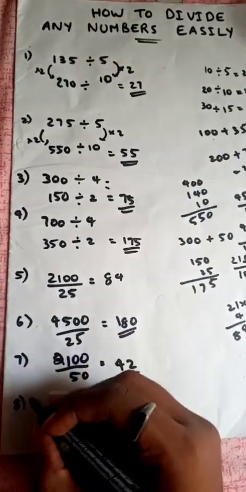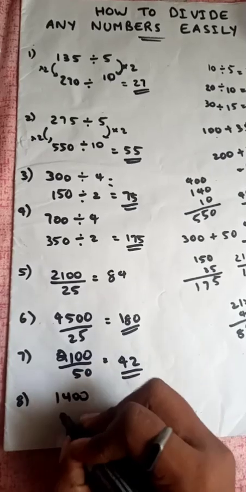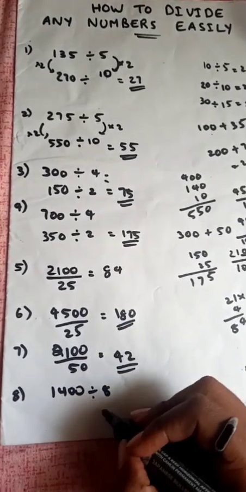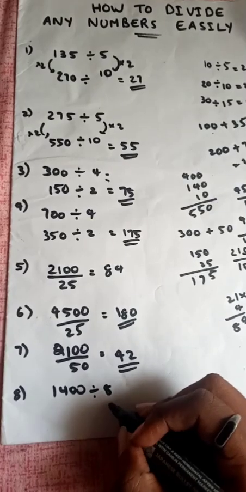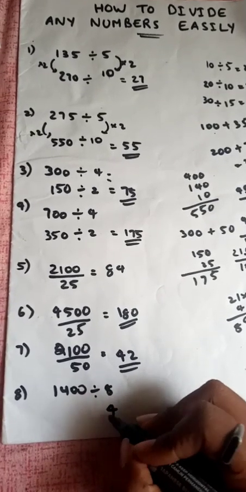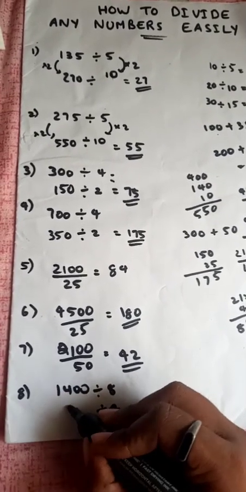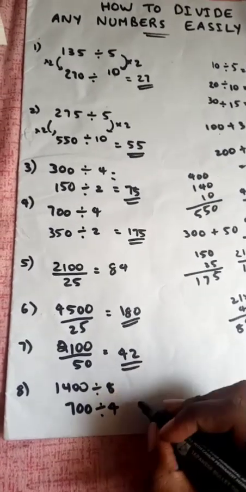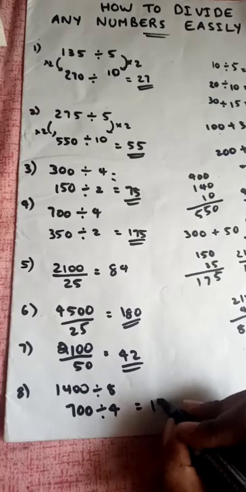We can move on to the last and final question. 1400 divided by 8. So it is the same as the previous ones. So divide these numbers by 2. When we divide 8 by 2, we will get 4. Divide 1400 by 2, and 700 would be the answer. 700 divided by 4 would be, as in the previous step we had found it, 175.